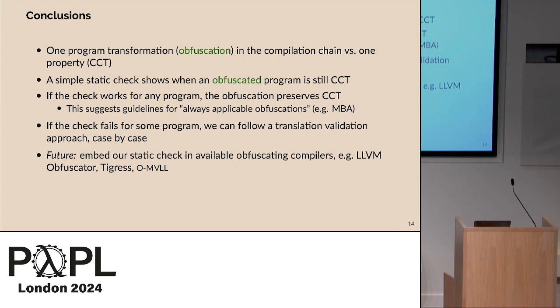So in the future, we would like to embed our static analysis in obfuscating compilers. We initially thought of Tigress and OMVLL, but some of the reviewers suggested LLVM obfuscator. So thank you, the reviewer, if you are here. And we are looking into that. Also, in the future, it could be very interesting to have more transformations and more properties to make the work a bit more interesting outside specific fields like white box cryptography.